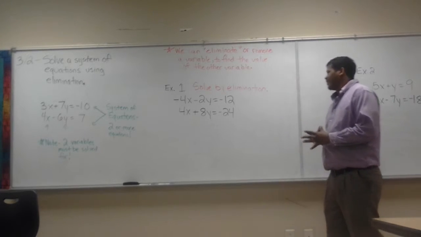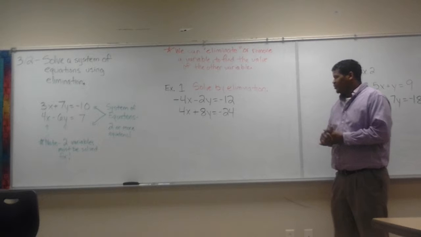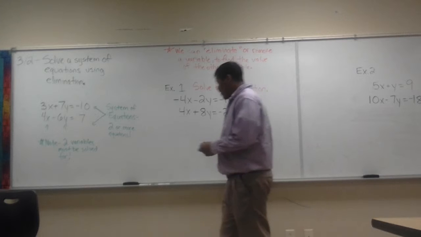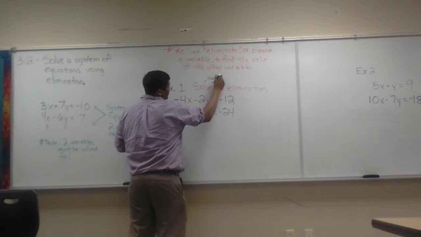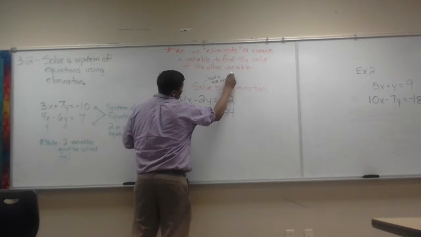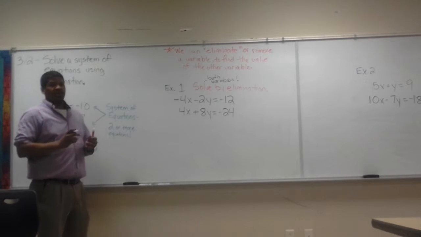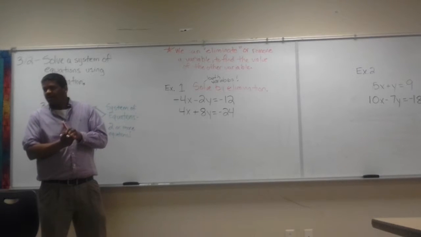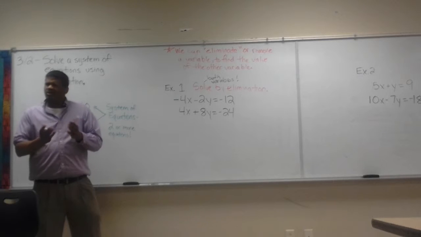We'll start with a couple of very simple, short and sweet ones, and then try some more complicated ones towards the end. First example says, solve by elimination. They're asking you to solve this system by elimination. And again, when they say solve, they don't mean find one variable, they want both variables. They want x and y. What we're going to do is combine or add the equations together to make them cancel one of the variables out. Sometimes it'll be very quick and very easy. Other times it's a little more complicated.